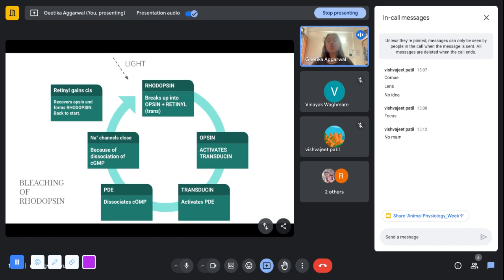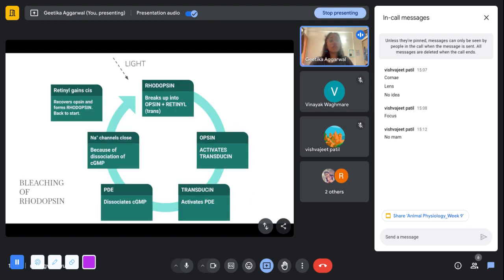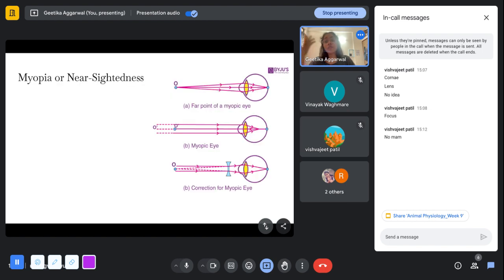So, now that we know how the image is being processed, how light is being sensed in the rods and the cones, a similar thing happens in the cones. Like this is the thing that I told you in the rods. A similar thing happens in the cones. So now we'll discuss some of the issues that we have with our eyes, some of the conditions that we develop over the years. So one thing is myopia or nearsightedness.